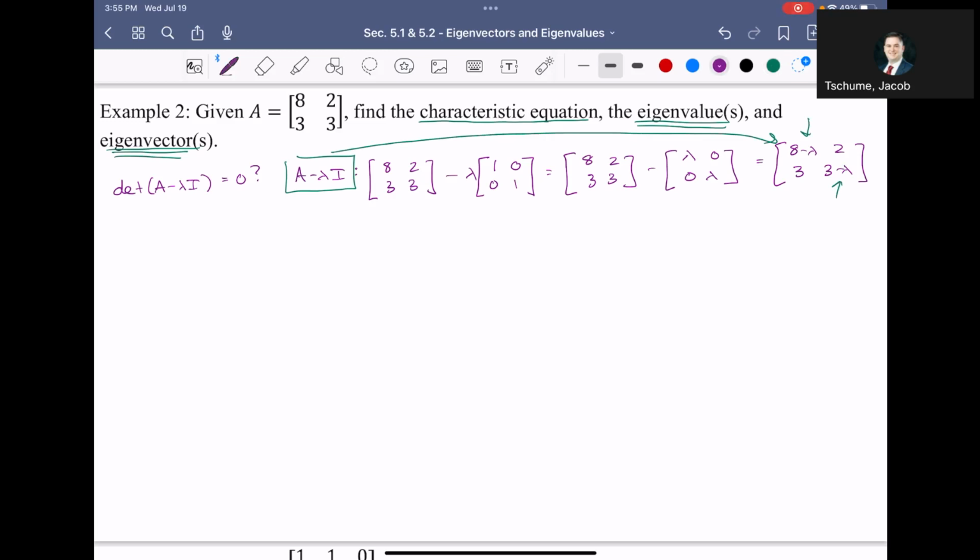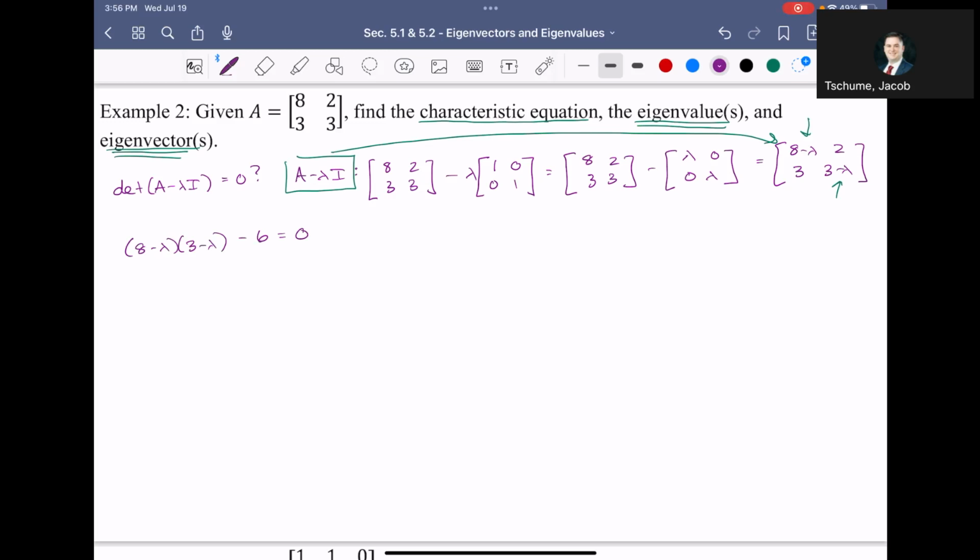So now going back to my problem, I need to find the determinant of this. So to find the determinant of A minus lambda I, we know how to find the determinant of a 2 by 2. This would be 8 minus lambda times 3 minus lambda, and then I'll subtract 3 times 2, which is 6, and we're going to end up setting this equal to 0 in just a minute.